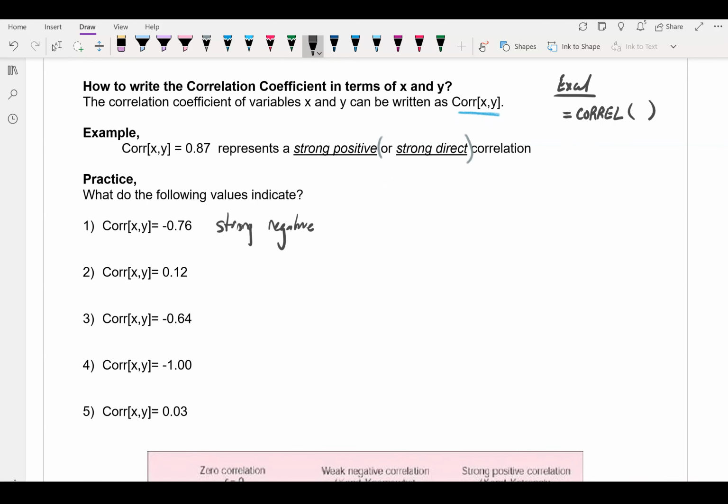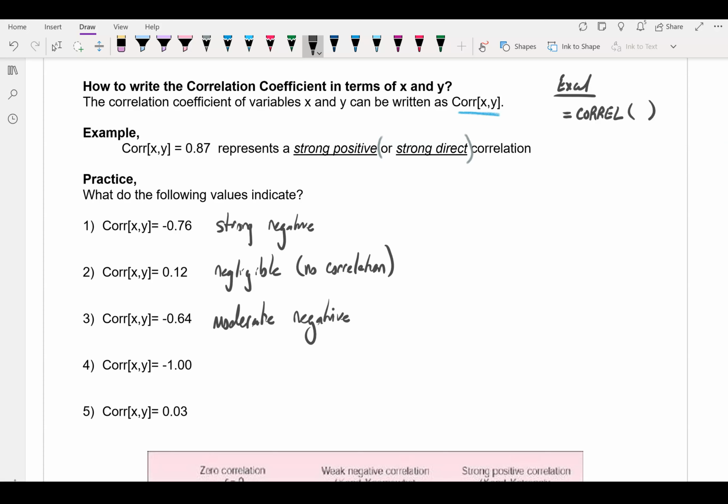Let's do the others. 0.12 lives in the negligible zone. No correlation. If our data was to split that out, it would say no correlation, like the chance of the sun shining if I flip heads on a coin. Number 3, negative 0.64 lives in the moderate zone. So moderate negative correlation.